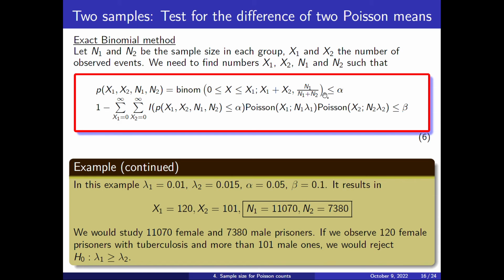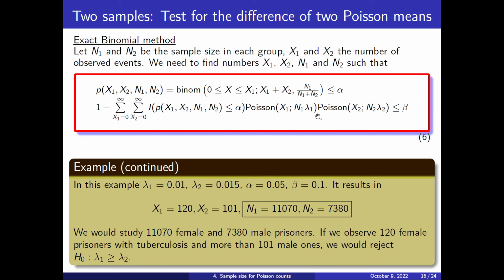and then, yeah, there is a mistake here. That shouldn't be this, it should be smaller than or equal to alpha. And then we have the indicator function. If this value is smaller than alpha, then the indicator function takes value 1, and then we multiply these Poisson probabilities of observing x1, when this is the mean, and observing x2, when this is the mean, smaller than beta. So we want all these to be smaller than beta.